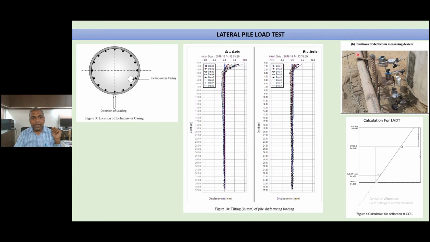So this is the kind of data we get. This is the inclinometer casing and direction of loading, axis A. Somewhere here you also have another inclinometer casing for axis B. What kind of inclinometer readings can you get? You can see here the measurements of the displacements of the pile head. You can measure at different locations, and assuming a linear variation, you can obtain the displacement at the cutoff level. This is the way in which deflection is measured at the pile head.